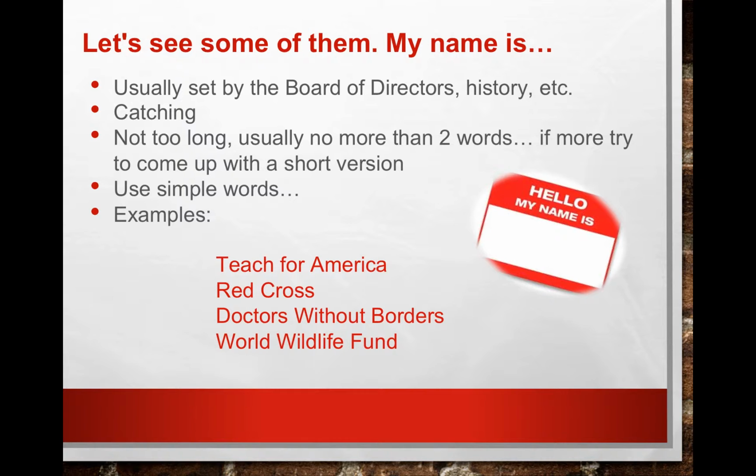But try to adapt the name to words easy to pronounce and that give the whole idea simply, that it doesn't need to explain. It should be catchy, not too long, usually no more than 2 words. Later, if more, try to come up with a short version. Use simple words. Examples: Teach for America, Red Cross, Doctors Without Borders, Worldwide Fund.